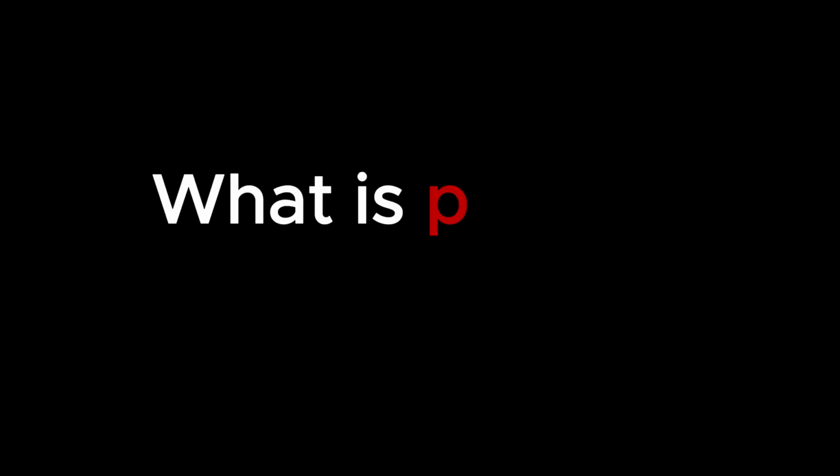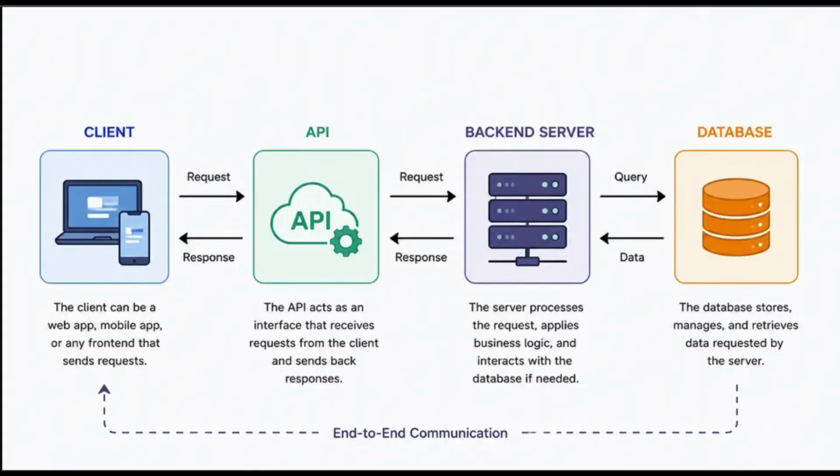So, what is a pipeline disconnection error? Think of your application like a delivery service. Imagine someone orders a package. The order goes from the customer to the warehouse, then to the delivery truck, and finally to the customer's house. If the truck breaks down halfway, the package never arrives. That is exactly what a pipeline disconnection error is.